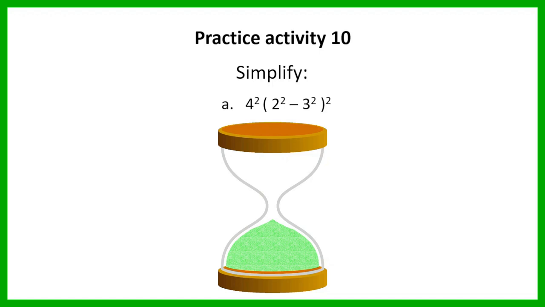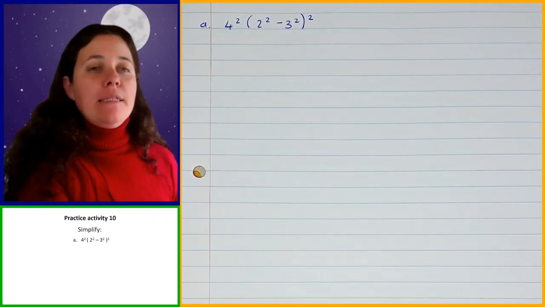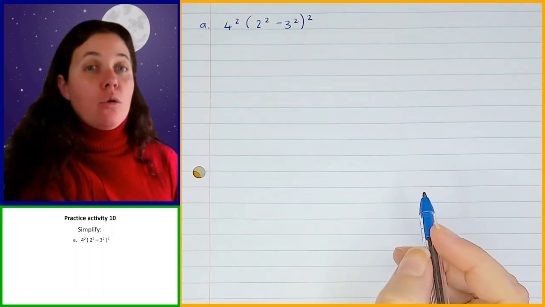Okay, you should be done with that. So let's go through question A. We had 4 squared multiplied by 2 squared minus 3 squared in brackets, all squared.